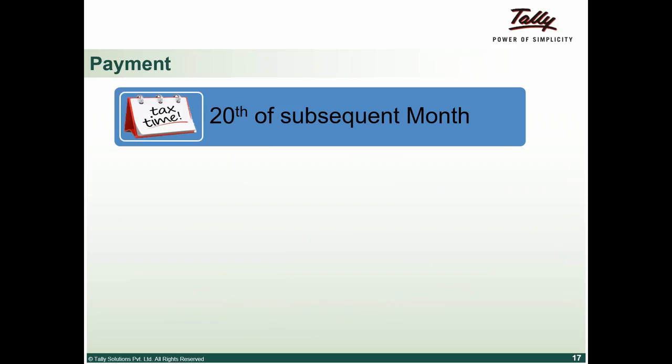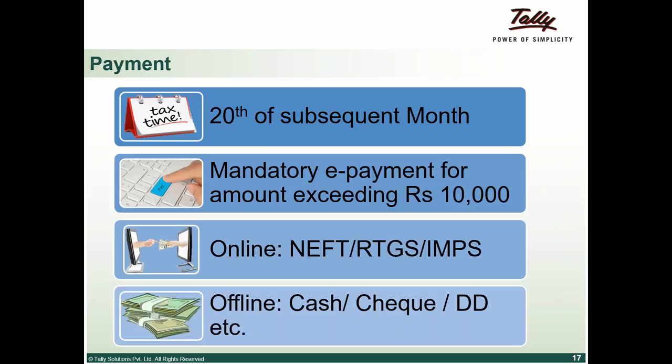Now coming to the payment part. On the 20th of the subsequent month, the payments have to be made, and for all tax amounts exceeding 10,000 rupees, it is mandatory to pay through e-payment, which is basically online, where you can do NEFT, RTGS, IMPS and those kinds of things. For less than that, you can pay offline by cash, cheque or DD, where the challan is made available. You just download the challan, print it, and then go and pay it at the bank.